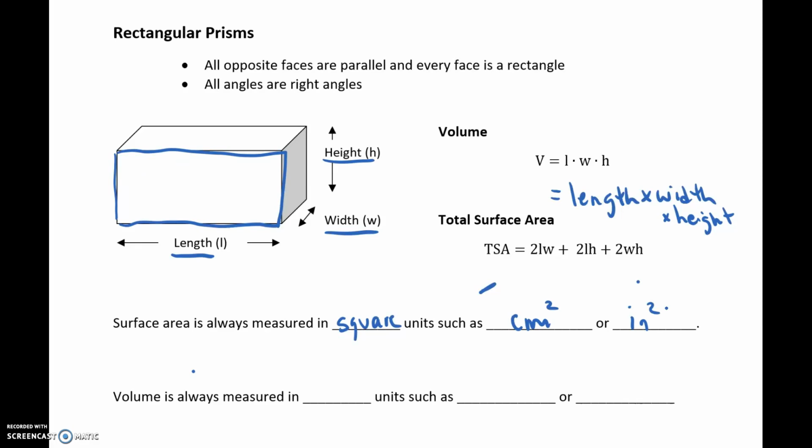Volume is measured in cubic units, such as cubic inches or cubic feet. We could write our cubic units using an exponent, or sometimes we also see cubic units abbreviated as CU dot whatever the abbreviation is for the unit of measure.